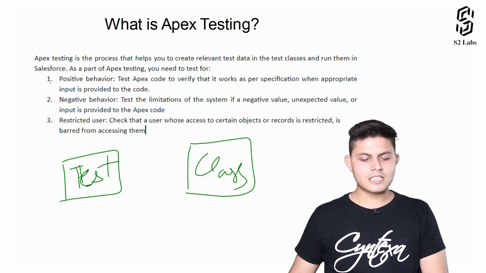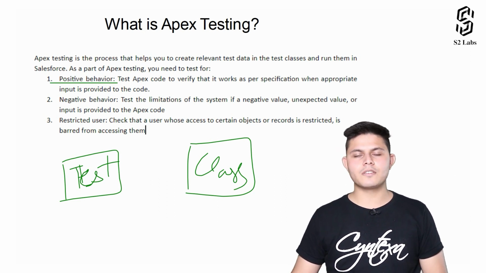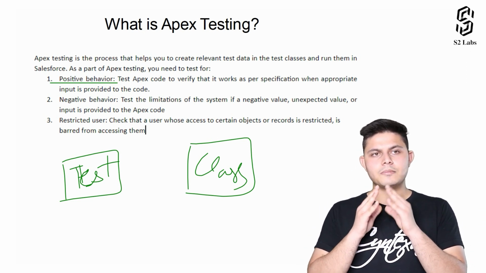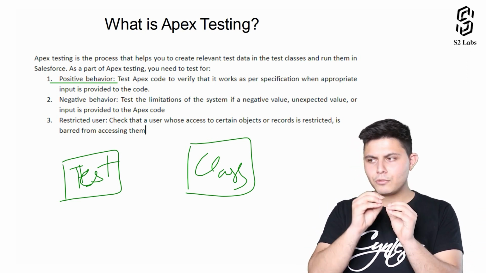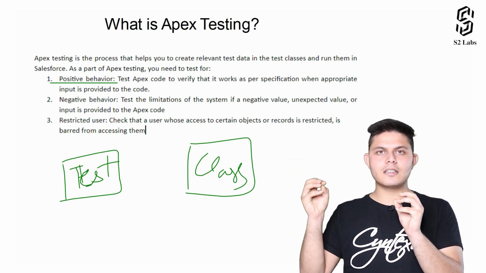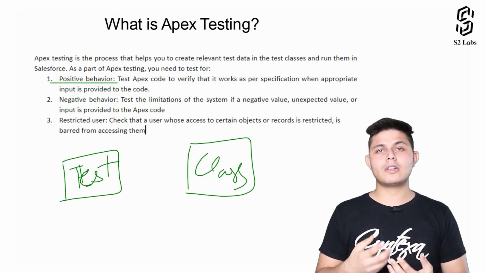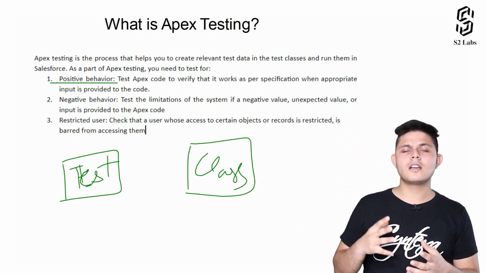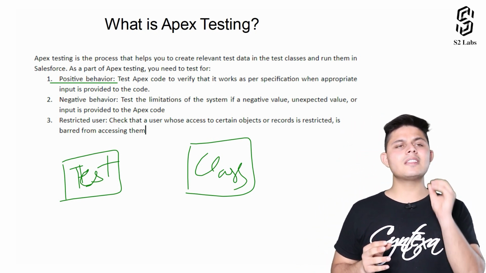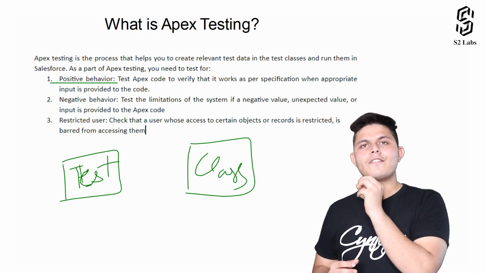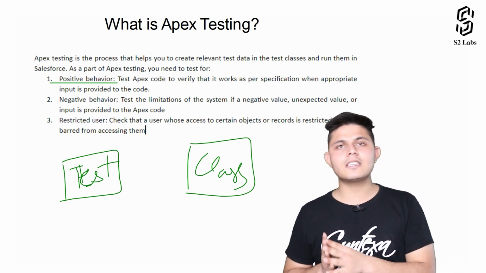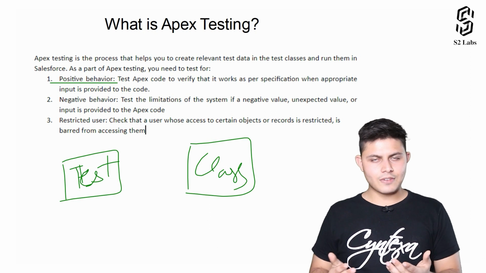Positive behavior. As part of Apex testing, you need to test for positive behavior. What positive behavior means is whether, based on the input that you're giving, the class is returning the expected output or not. Let's say there is a function with the help of which you are adding two numbers. What you want to verify is that if you have given 3 and 5 as an input, whether it is giving 8 as an output or not. So that's a positive behavior that you need to test.